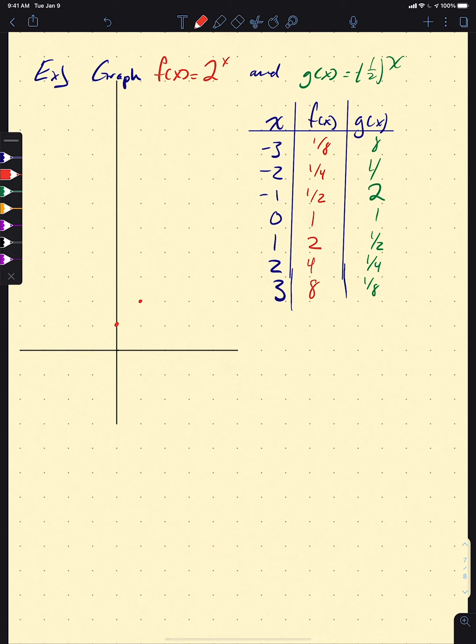At 1, we're at 2. At 2, it looks like we're at 4. And at 3, we're at 8, okay? And then it looks like at negative 1, we're at a half. At negative 2, we're at a fourth. At negative 3, we're at an eighth, right?